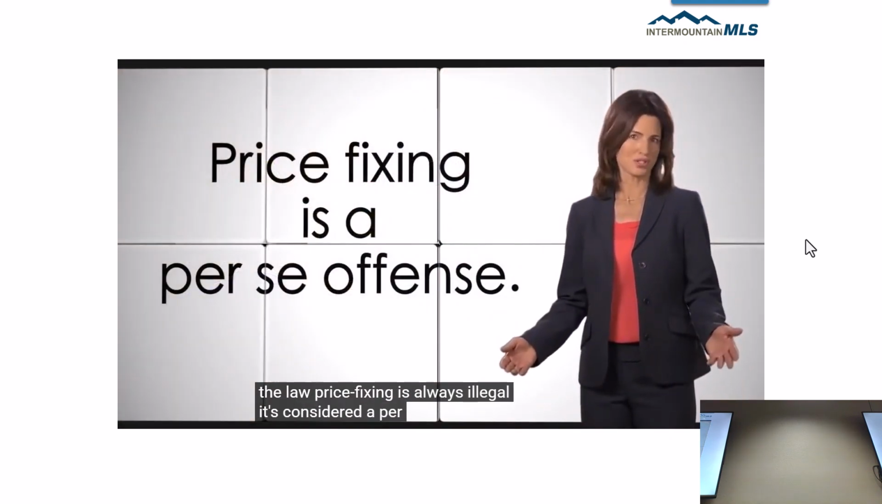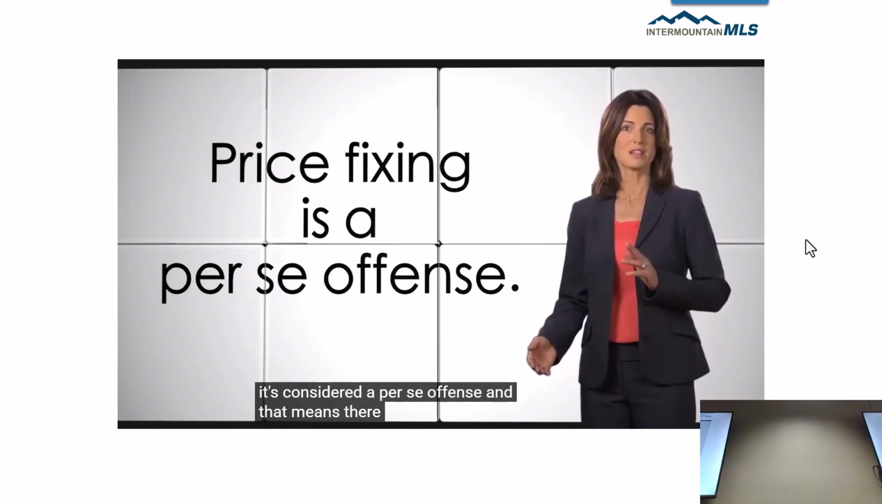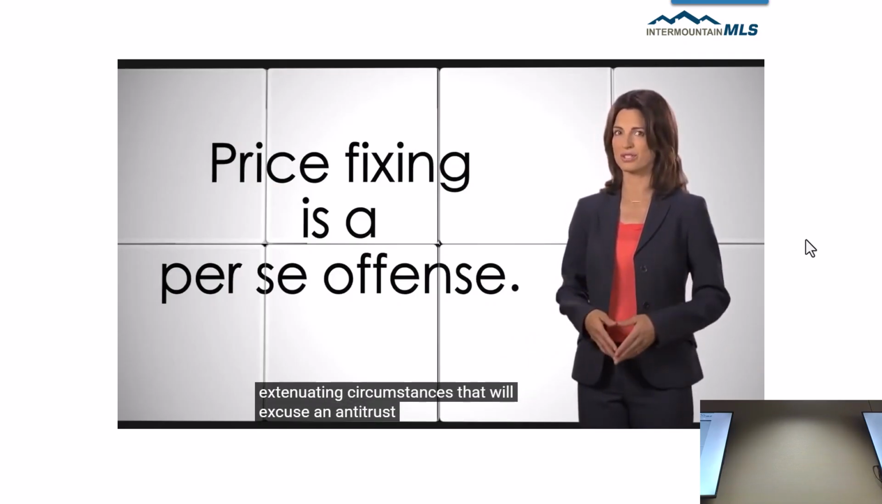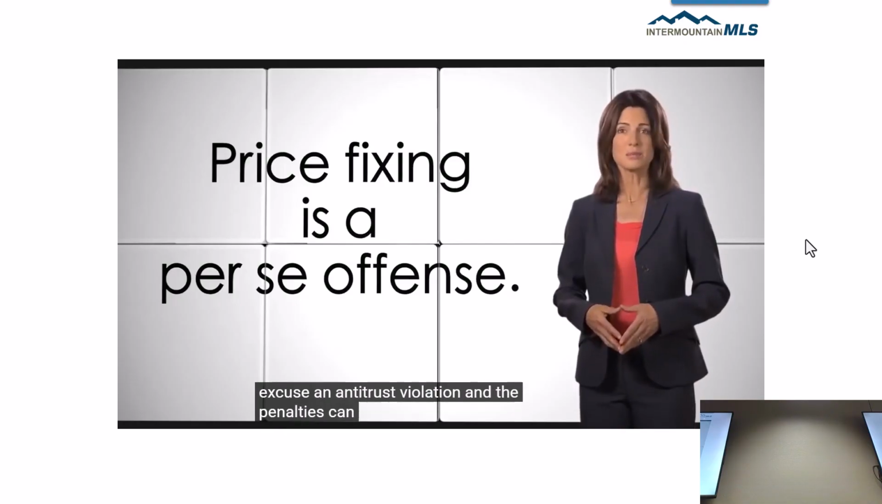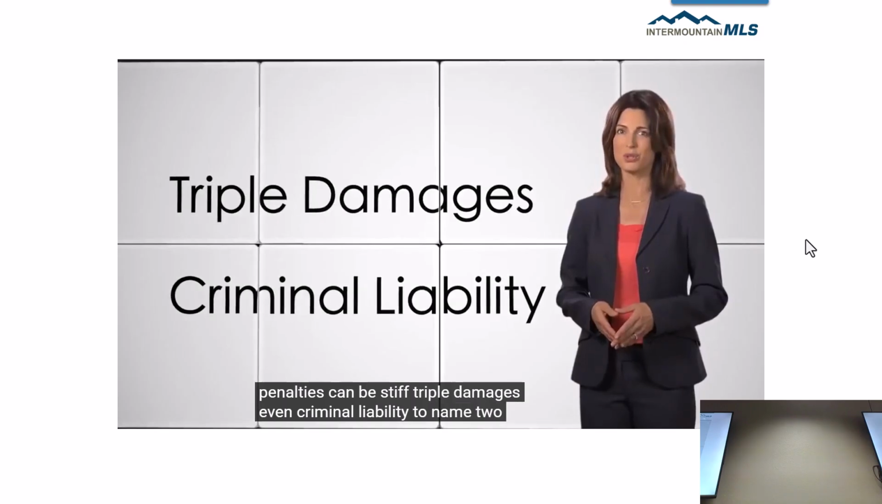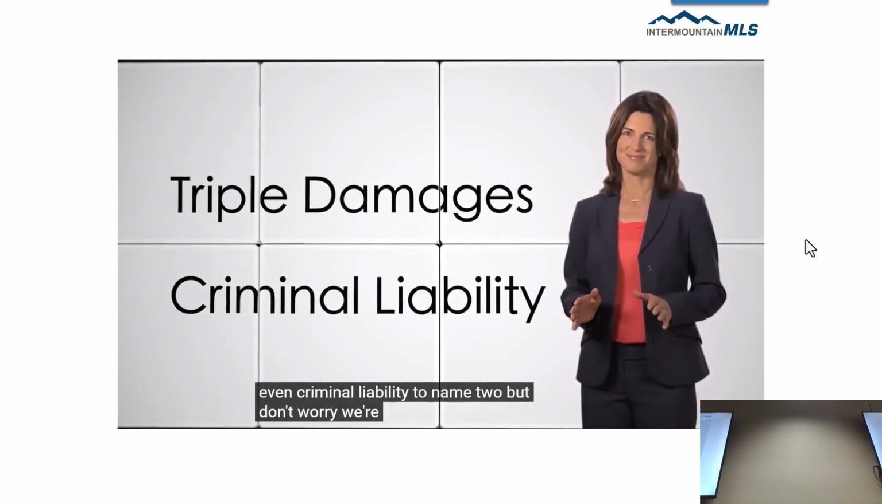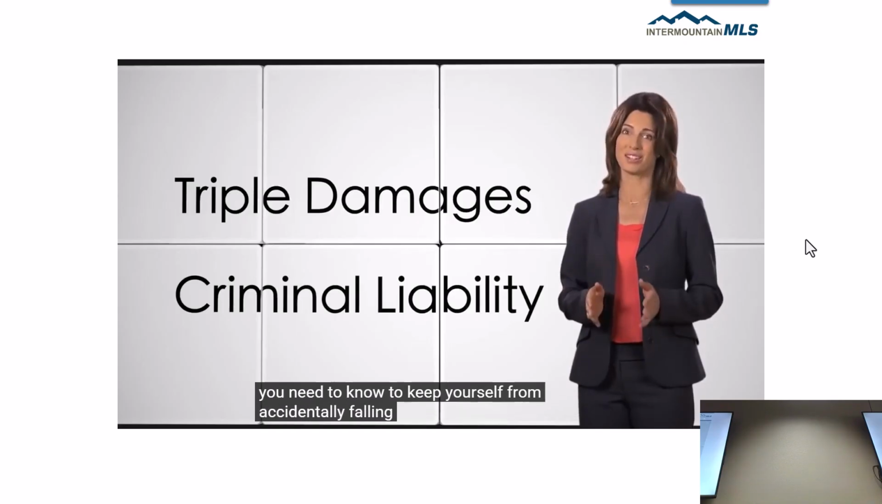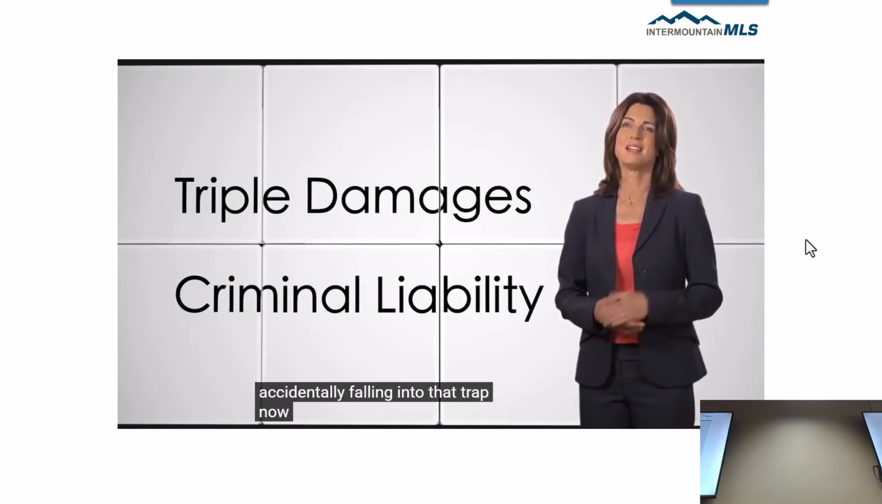It's considered a per se offense, and that means there are no exceptions or extenuating circumstances that will excuse an antitrust violation. And the penalties can be stiff: triple damages, even criminal liability, to name two. But don't worry. We're going to cover what you need to know to keep yourself from accidentally falling into that trap.